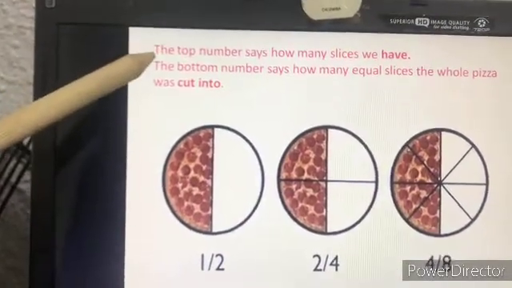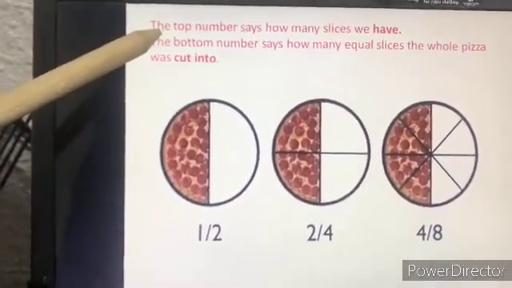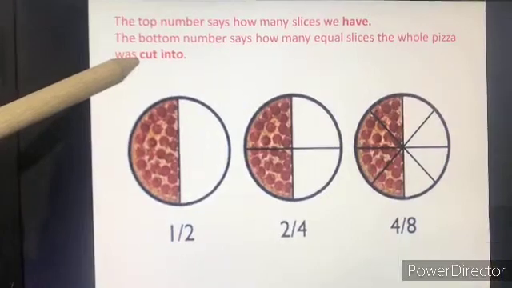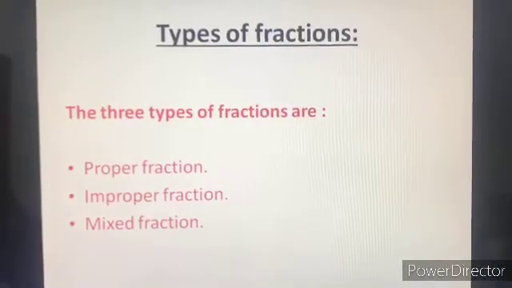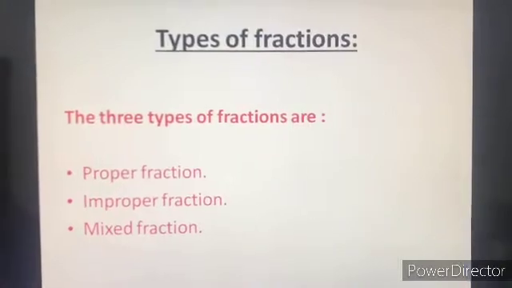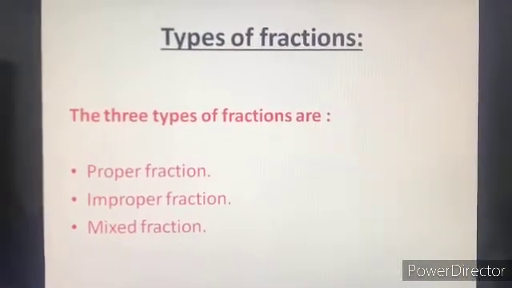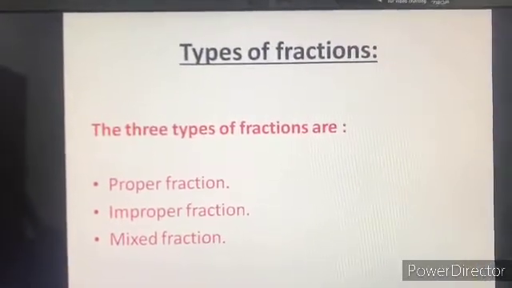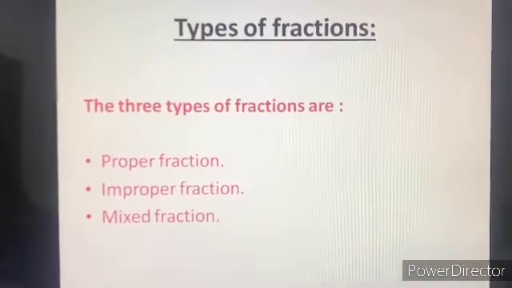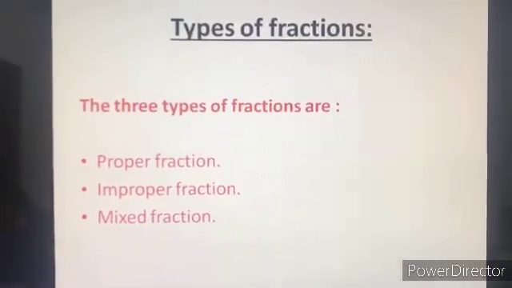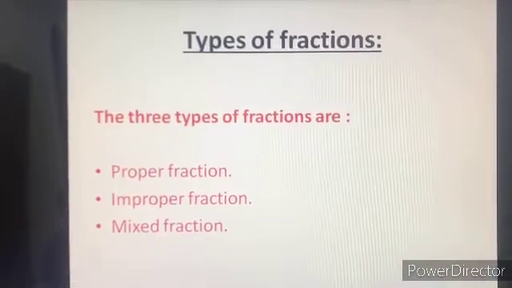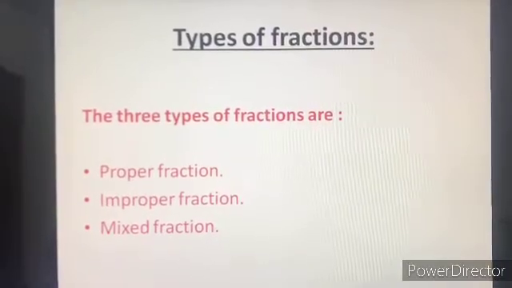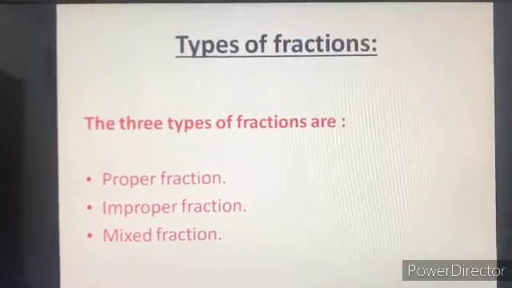So the top number says how many slices we have and the bottom number says how many equal slices the whole pizza was cut into. Wow, there are types of fractions too. Before we read about them, do you know how many parts of a fraction there are? Anyone? Yes, very good. All of you know that there are 2 parts of a fraction. Number 1, can you name them? Yes, numerator. And number 2, the bottom part, the down part, D for down, and D stands for denominator.